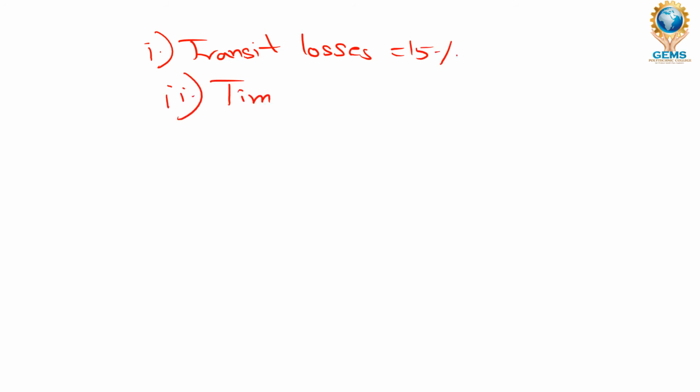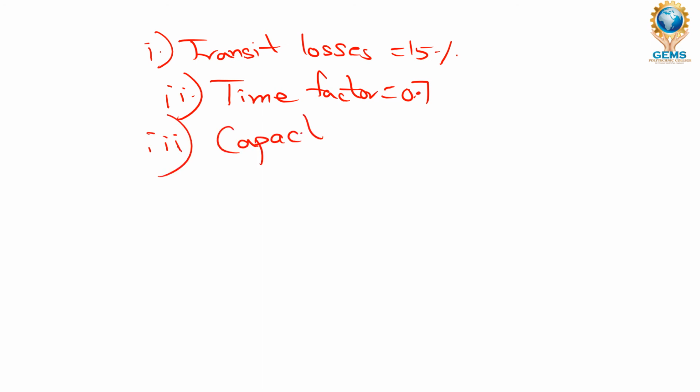The other data they have given: first one is the transit loss, which is 15%, and second one is the time factor, which is 0.7, and third one is the capacity factor, which is 0.8. These two factors are new to you. Kindly note it, because this is a very important sum. So let's proceed into the solution in the next slide.